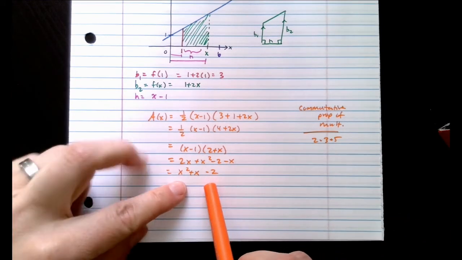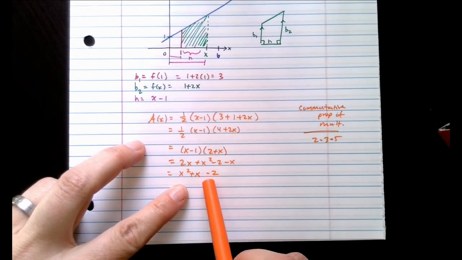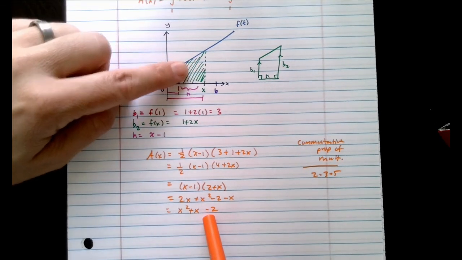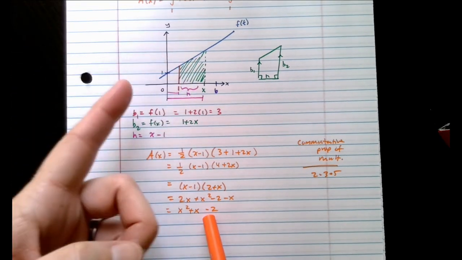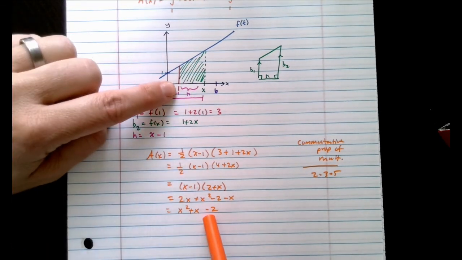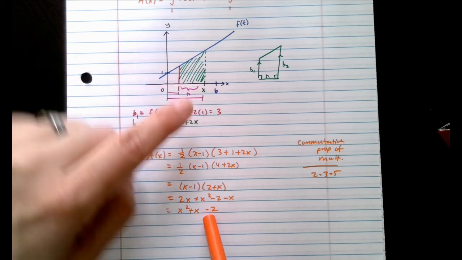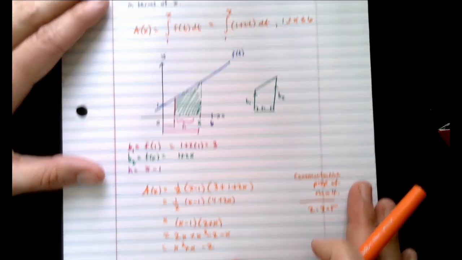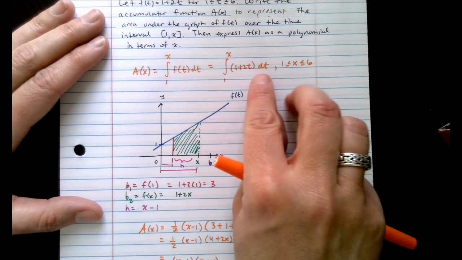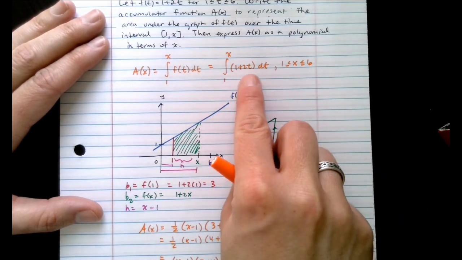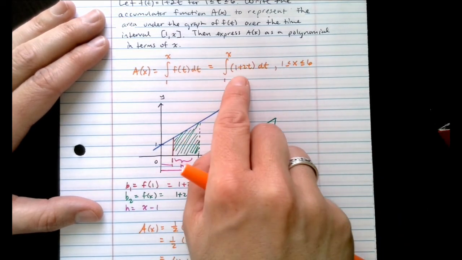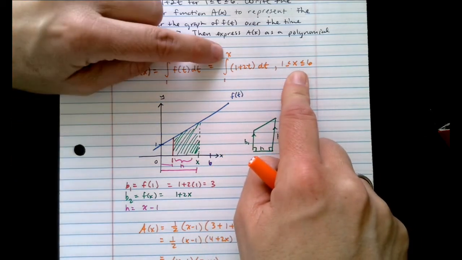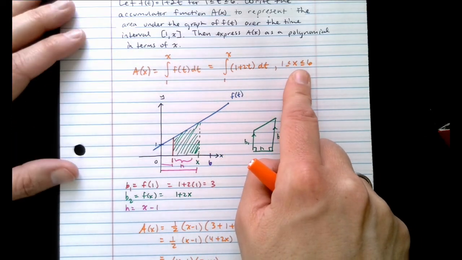So this formula will give you the accumulation of the area under this curve on the interval from 1 until any number that you pick that is between 1 and 6. As an integral, that accumulator function looks like this. So we have our bounds, 1 to x, we have our function, we have our differential, and we have our interval for the upper bound. Don't forget to put that interval there.